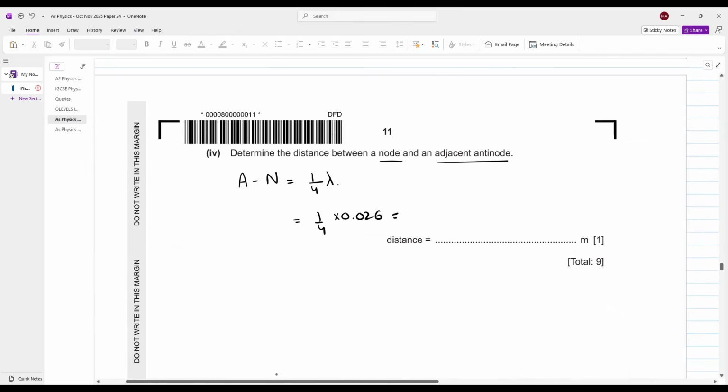Can you calculate this? Antinode से node तक का distance निकाल सकते हो. This comes out to be 6.5 × 10^-3 meters. Simple, nothing complicated here. आगे बढ़ते बेटा.